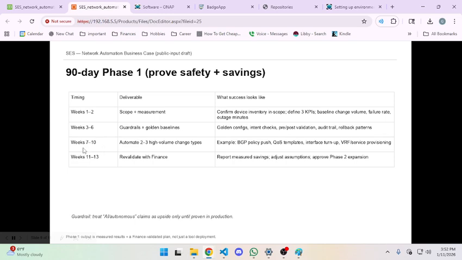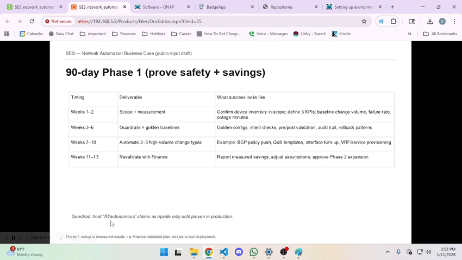Week 7 through 10, we're gonna automate 2 to 3 high volume change types. For example, a BGP volume push, QoS templates, interface turnup, VRF/service provisioning. Weeks 11 through 13, we're going to revalidate with finance. We're going to report measured savings, adjust assumptions, and approve phase 2 expansion.